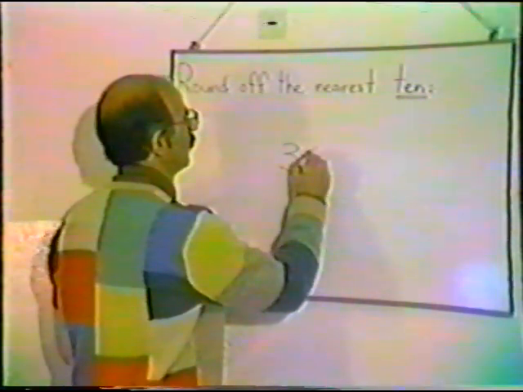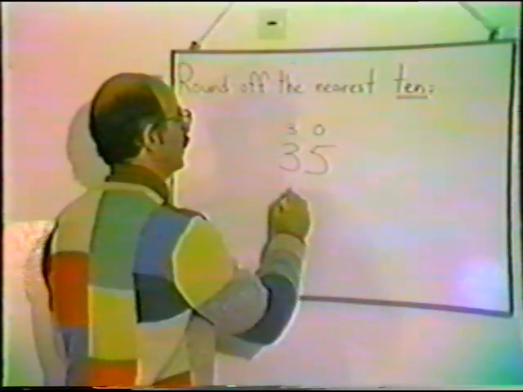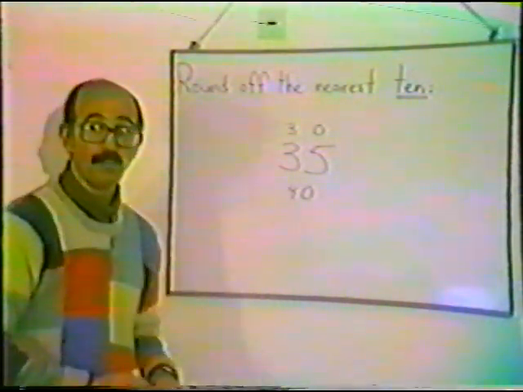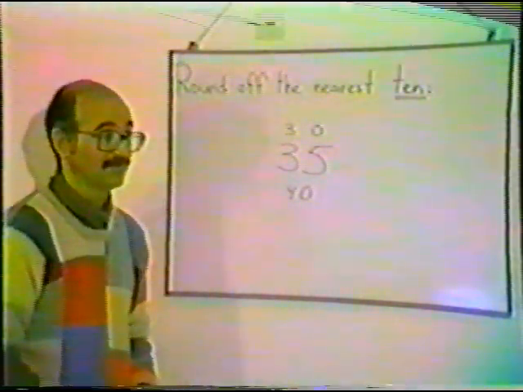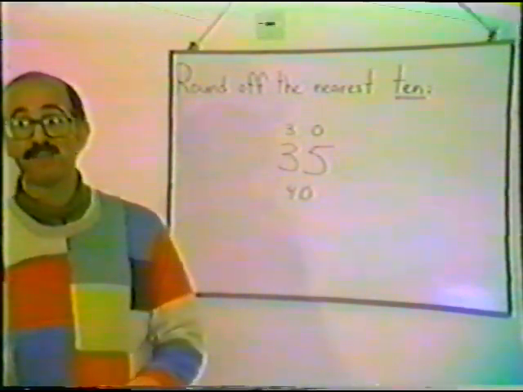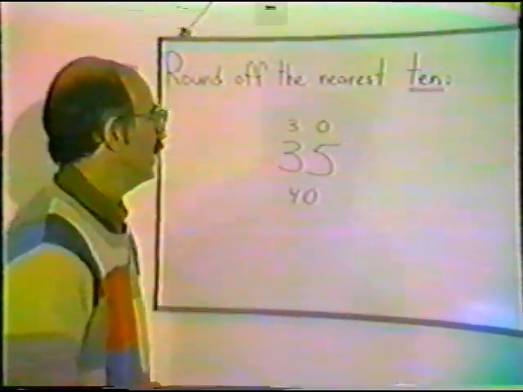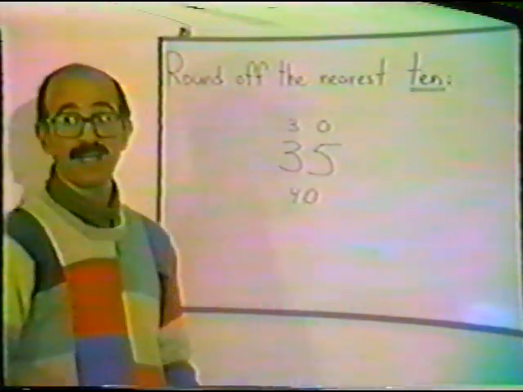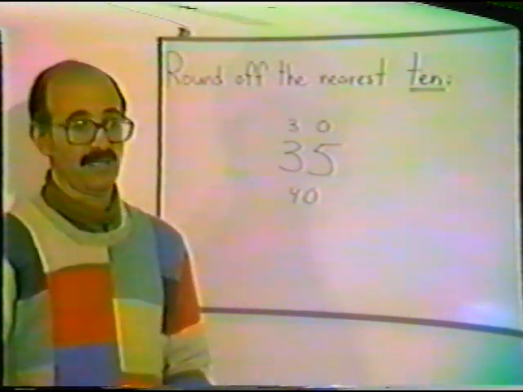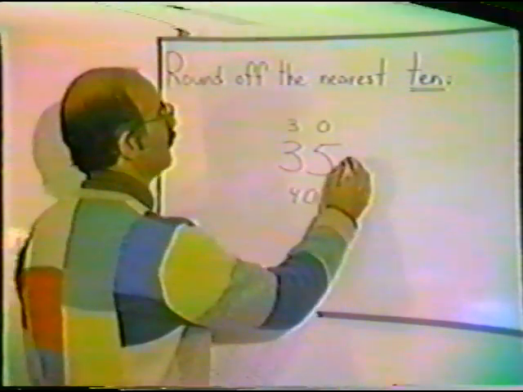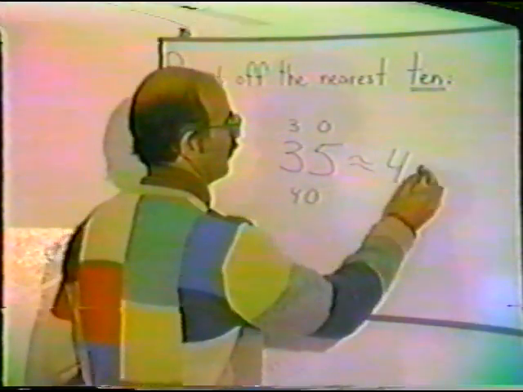How about 35? That's also between 30 and 40. But which one is it closest to? It's hard to say because it's right in the middle. And the rule is when it ends in 5, when it's right in the middle, then it rounds up to the next. So we will say that 35 rounded off to the nearest 10 is 40.